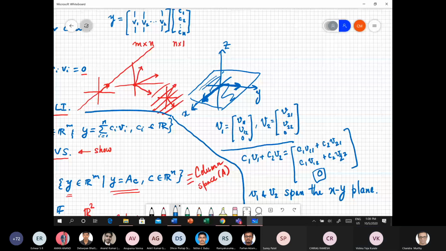So that's where they say, you know, there are three types of people in this world. The kind who think of vectors as column vectors, the kind who think of vectors as row vectors. Okay, now that was a bit of a joke.